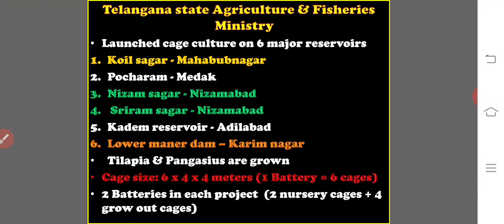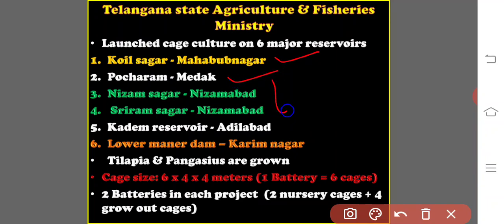And the Telangana state agriculture and fisheries ministry has launched cage culture on six major reservoirs. Namely, the first one is the Koil Sagar reservoir of Mahabubnagar, Pocharam reservoir of Medak, Nizam Sagar and Sriram Sagar reservoirs of Nizamabad, Kadem reservoir from Adilabad, and Lower Maneru Dam of Karimnagar. In these six major reservoirs, we are growing tilapia and pangasius. These two kinds of fishes are growing in an experimental manner.